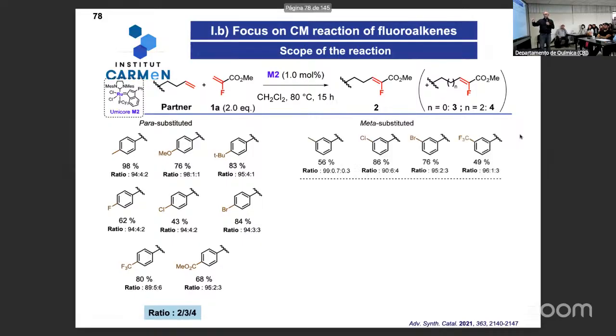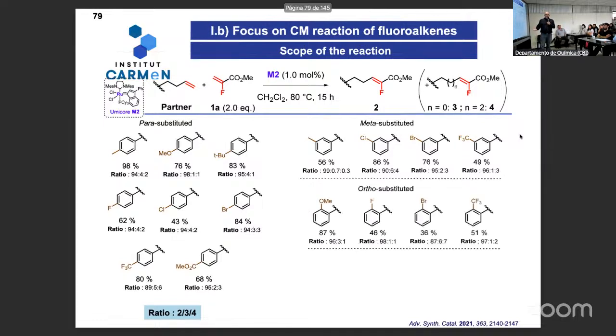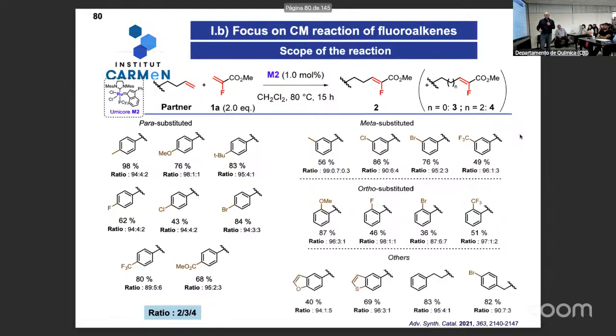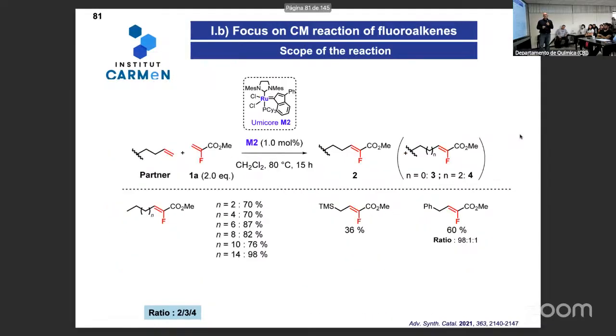With methyl or 5-fluoromethyl, yields are fair to good, with good ratio. Selectivity is the same. And you can also use some heterocyclic compounds. So we were happy with that because it was the first time that we could use ruthenium to form twice substituted fluoroalkenes.